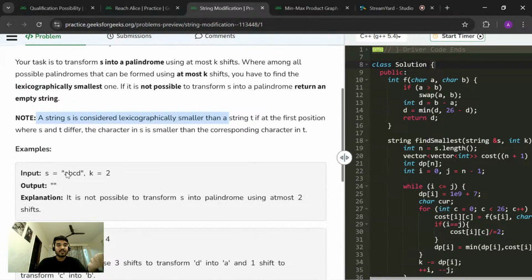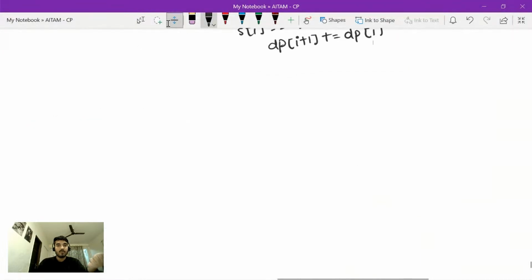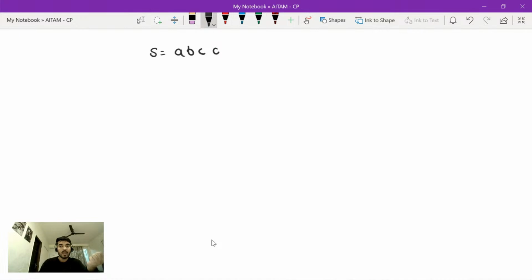Let me just discuss this example: A, B, C, D. So S is equal to ABCD, and the value of K is 2. The very first thing, I need to convert this S into a palindromic string. This simply means S of I, the character at index I, must be equal to the character at index n minus 1 minus I. This is the condition we need to satisfy.